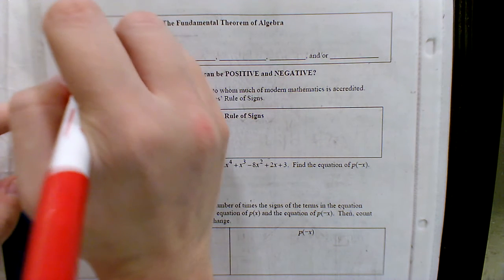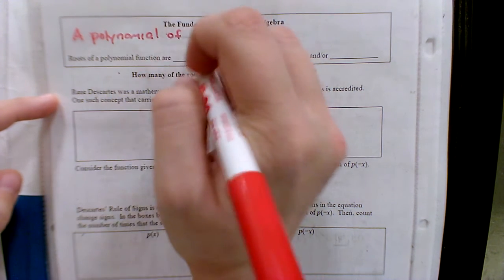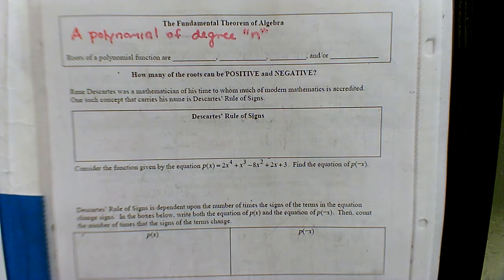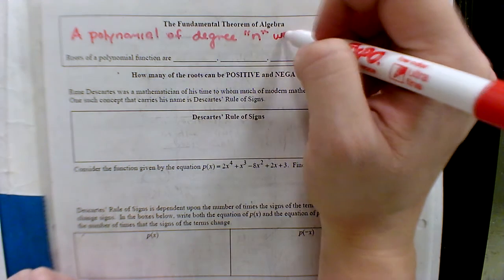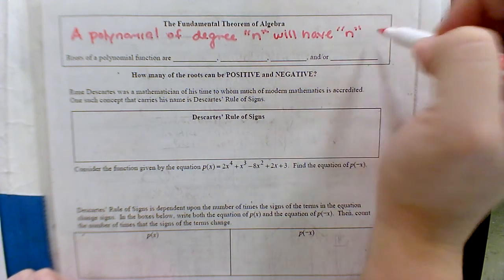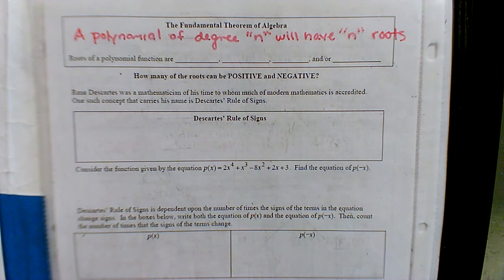The fundamental theorem of algebra is the idea that a polynomial of degree n, whatever degree you want it to have, cubic, quartic, quadratic, quintic, whatever, will have n roots. So if you have a degree of 4, you're going to have 4 roots. They might be positive, they might be negative, they might be 0, they might be imaginary, but you're going to have 4 of them. Okay, basic idea.